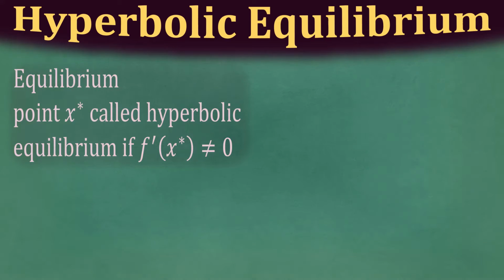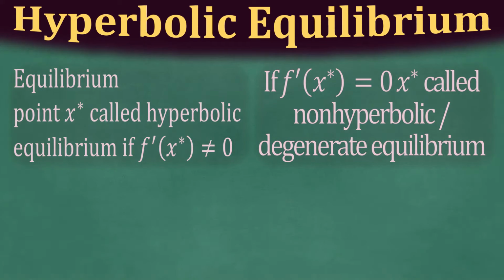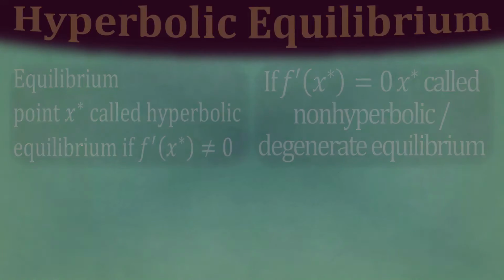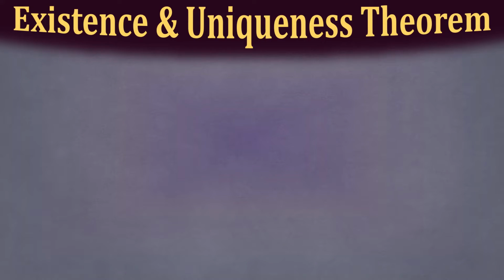Next, let's define a hyperbolic equilibrium. An equilibrium point x star is called a hyperbolic equilibrium if f dash of x star does not equal 0. If f dash of x star does equal 0, then x star is called a non-hyperbolic or degenerate equilibrium.